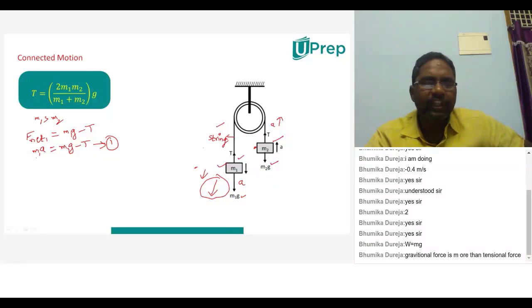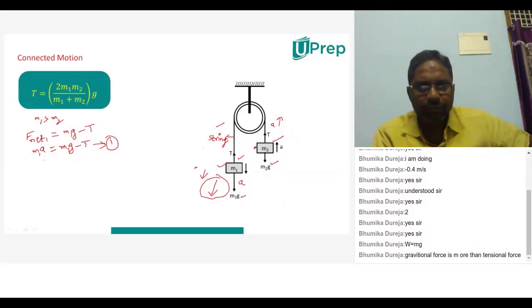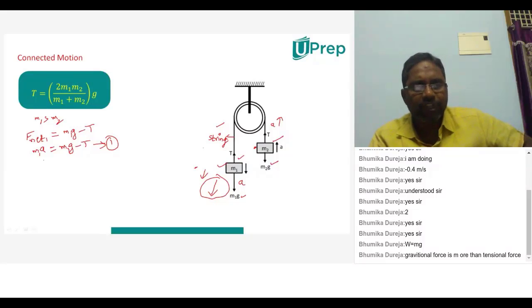Why did I write M1a here? Force is equal to ma equation. You only said, Arnav, isn't it? Yes, sir. Right. So F is equal to M1a. Can I write like that? M1 is the mass of the first object, and a means acceleration of that first object. So M1a is equal to M1g minus T.